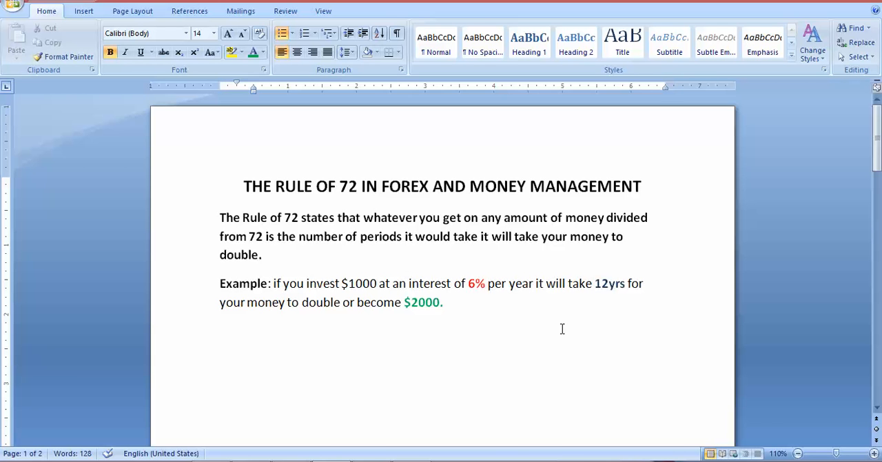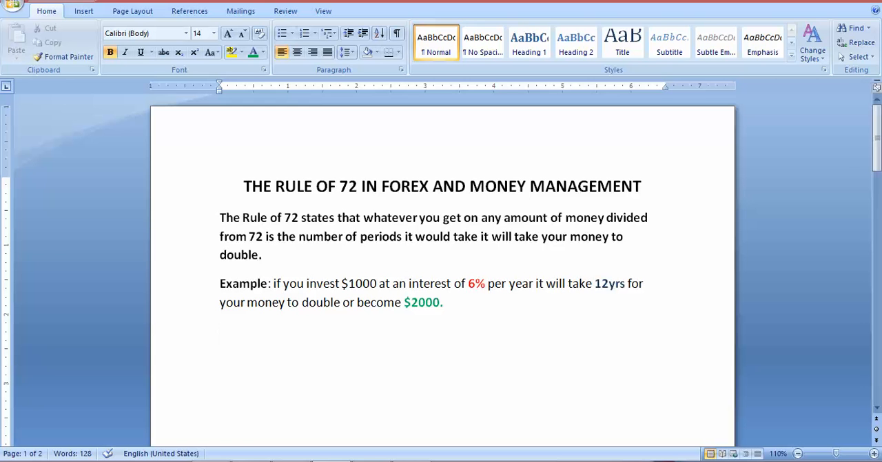So the rule of 72 states that whatever rate of return you get on any amount of money, divided into 72, is the number of periods it will take for the money to double. Okay, so we are talking about the amount of money invested. Now there's an example here. Say you invested $1,000, and the interest rate per annum, that is per year, is 6%. Now it will take 12 years for your money to double, or to grow from 1,000 to 2,000. Now let's quickly do a calculation of this.